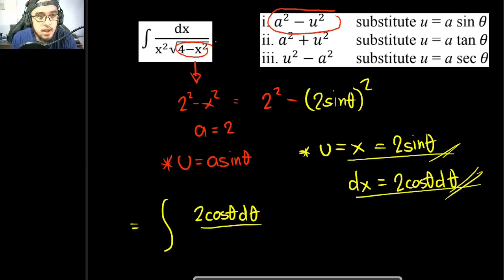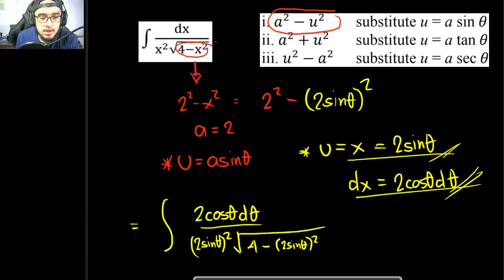And as for the denominator part, what is to be x squared? Your x once again is equal to 2 sine theta. So from that, (2 sine theta) squared times the square root of 4 minus x squared. So what would be our x squared? That is to be (2 sine theta) squared. So this right here is to be our new equation using integration by trigonometric substitution.